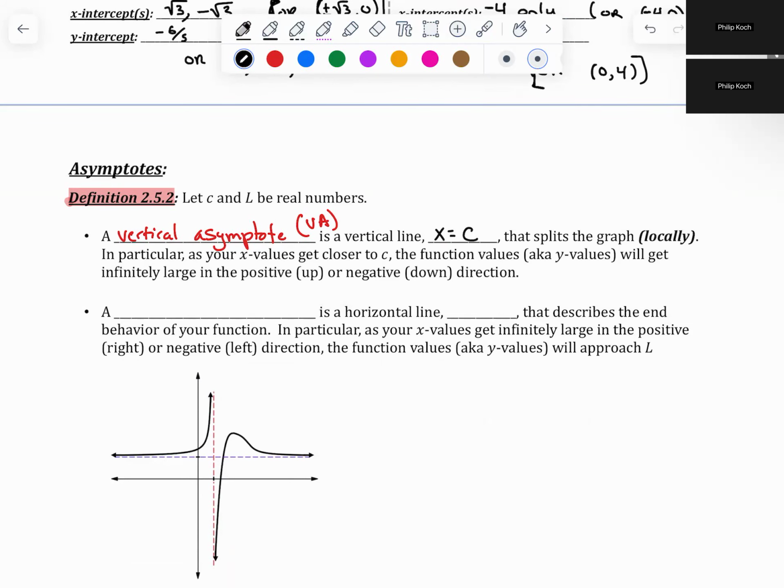Whereas a horizontal asymptote, which we will call an HA, because I don't want to write that out, is a horizontal line. And horizontal lines are lines of the form y equals a number. So this is of the form y equals L that describes the end behavior of the function. In particular, as your x values get infinitely large in the positive, the right direction, or in the negative left direction, the function values, your y values, will start to approach L. They'll get closer and closer and closer as time goes on.